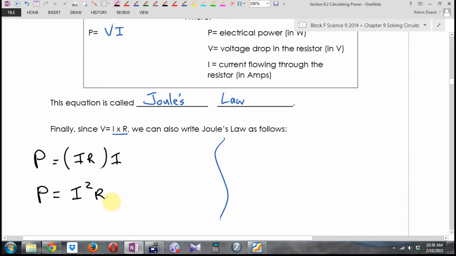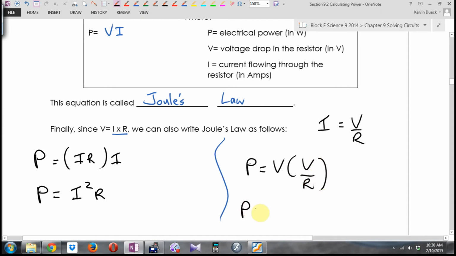I squared. What does squared mean? Times itself, times R. Oh, and also, I equals V over R, so you can also write it like this. That's also V times I. Although it's traditionally written as V squared over R, because instead of writing VV, it's easier to write V squared.